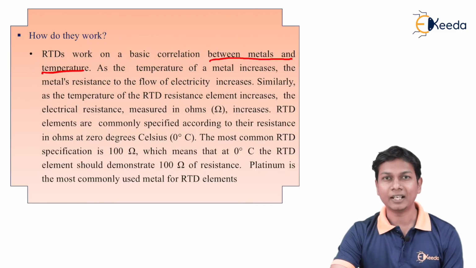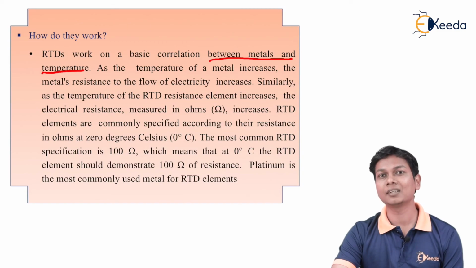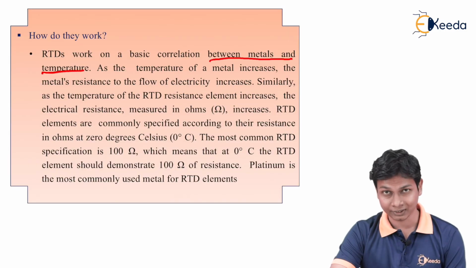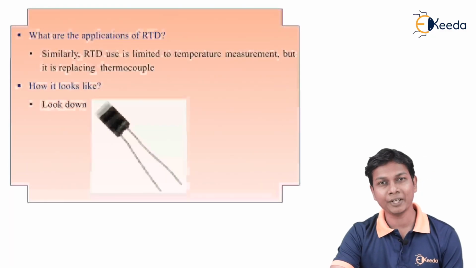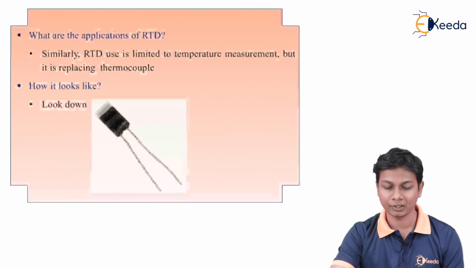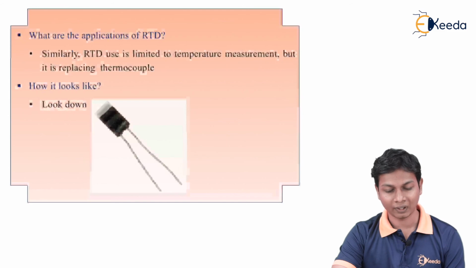So the RTD, that is the resistance temperature detector, depends only and only on the temperature. As the temperature increases, the resistivity or the resistance of this particular metal also increases, and the output of the RTD is nothing but resistance. Now, what are the applications of RTD? It is used in temperature measurement, obviously, and it is replacing the thermocouple. Here is the photo of an RTD.